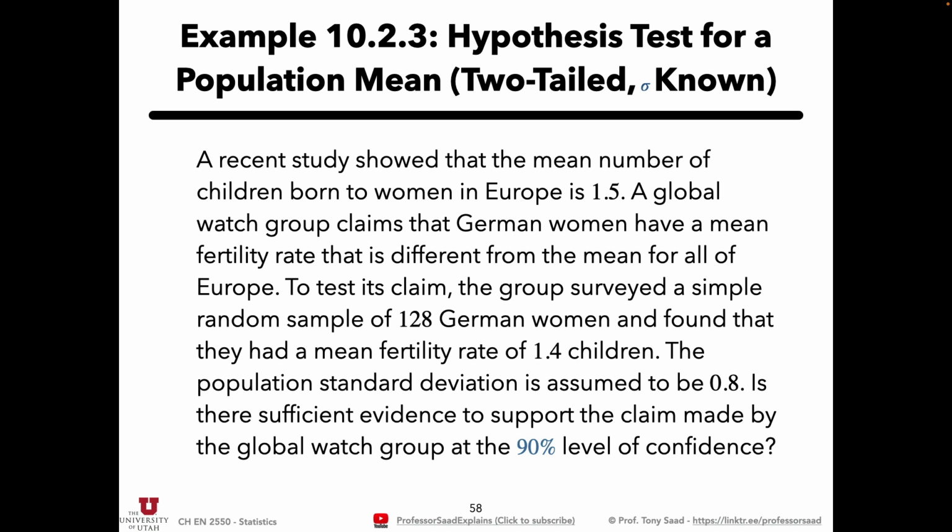So, a mean fertility rate of 1.4 children per woman. Okay, so that's our sample, that's our X bar. The population standard deviation is assumed to be 0.8, also in children per woman. And is there sufficient evidence to support the claim made by the Global Watch group at a 90% confidence level? So we have all the information. We have the population sigma, the sample X bar mean, the population assumed mean, which is our null hypothesis, and the sample size 128. Confidence level is 90%. This means our significance level is 10% or 0.1.